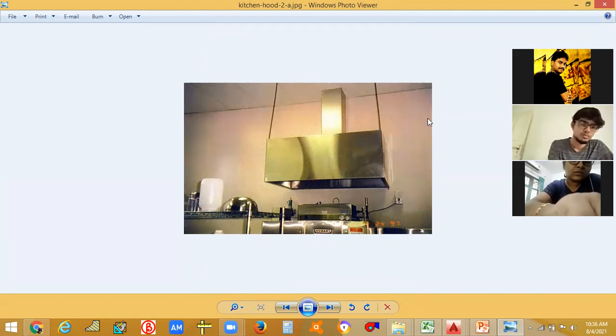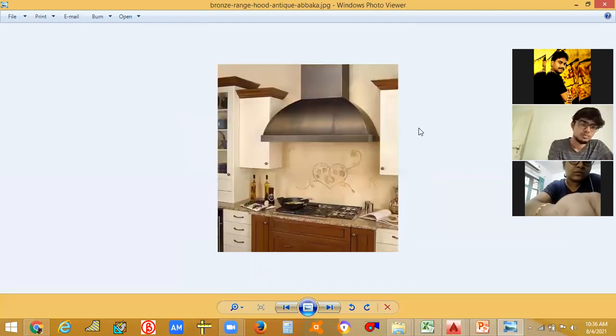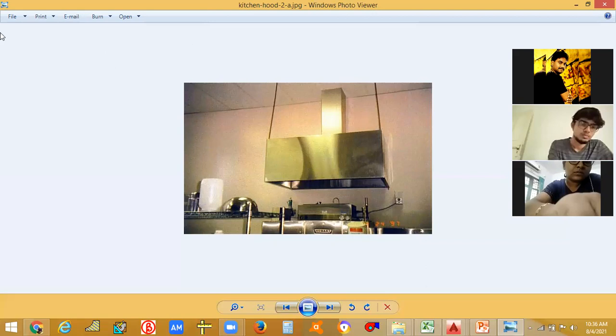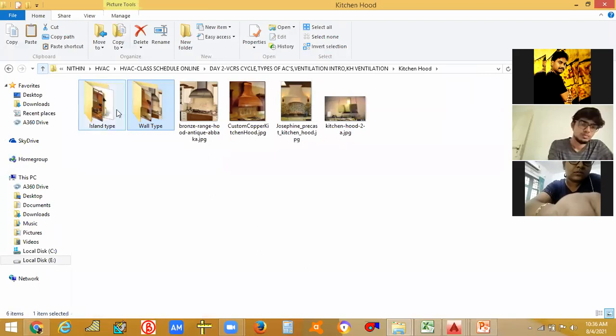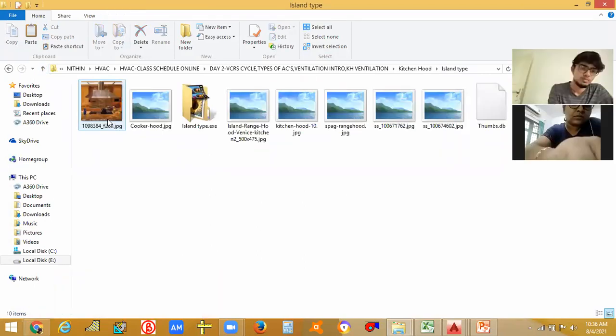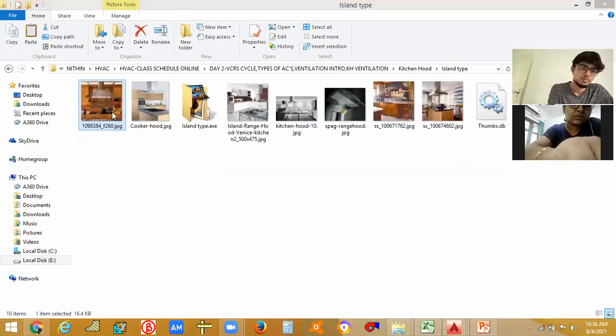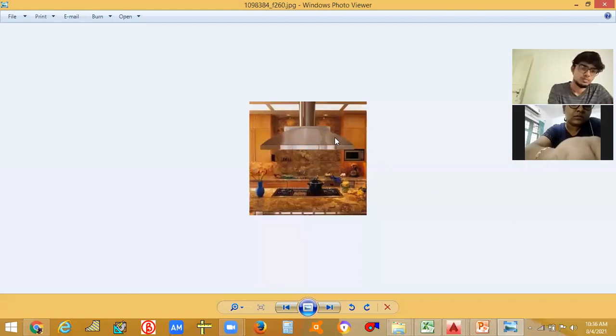Okay. This is a ventilation system. This means kitchen hood ventilation. Now, that was wall mounted. Now let's see what is island type. So this is an island type. Okay, so you can move here and here and here.